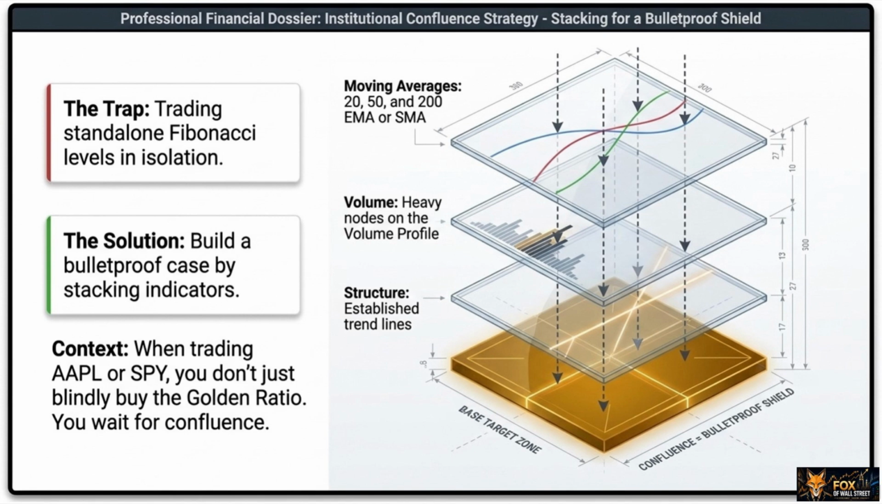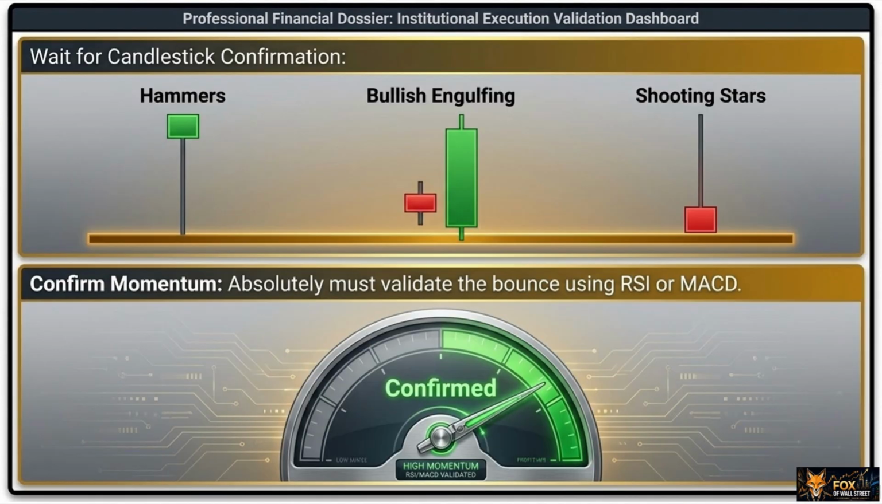I mean, if you're looking at a chart of Apple or the SPY, you don't just blindly buy the golden ratio. You wait for candlestick confirmation. Think hammers, bullish engulfing candles, or shooting stars. And you absolutely must confirm momentum using the RSI or MACD. Let me be clear, trading a standalone Fibonacci level without these confirmations, that is a massive trap.